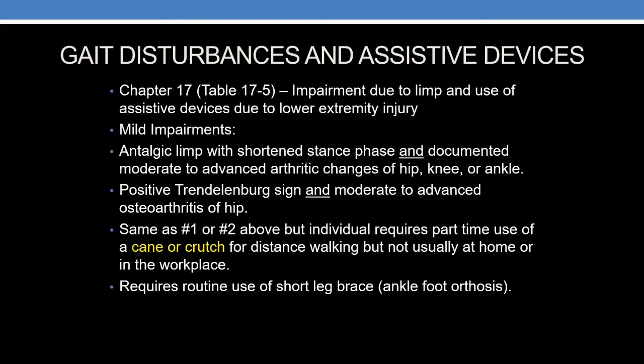Also, mild impairment includes the positive Trendelenburg sign, which is another form of limp, and moderate to advanced degenerative changes of the hip. Moderate impairment includes the above limps, but also part-time use of a cane or crutch for distance walking, but usually not at home or in the workplace, or requires routine use of a short leg brace, generally an ankle-foot orthosis type of short leg brace. So those are the mild impairments.